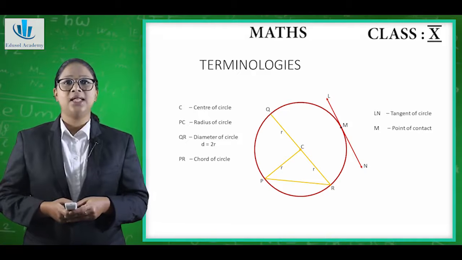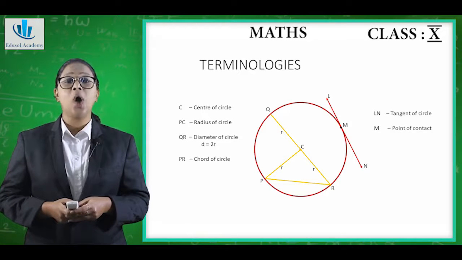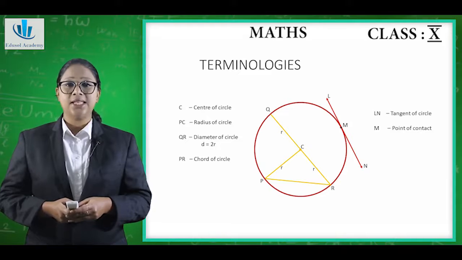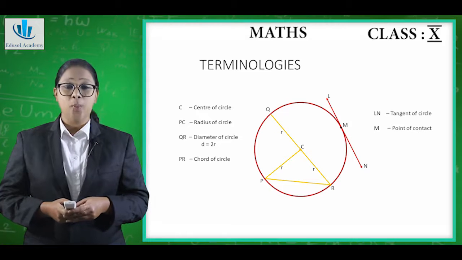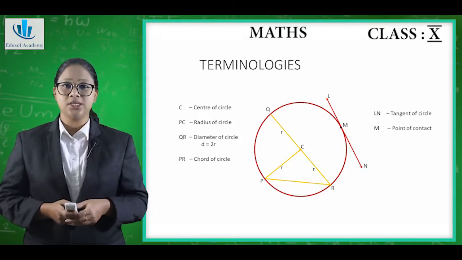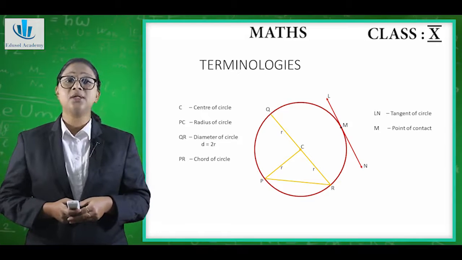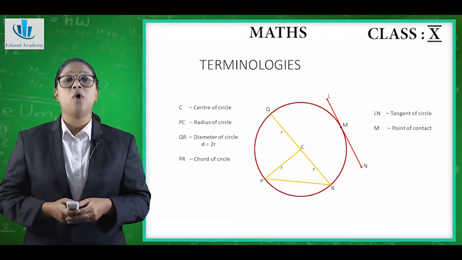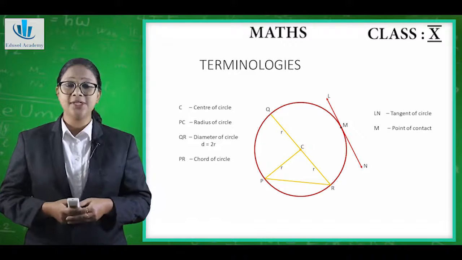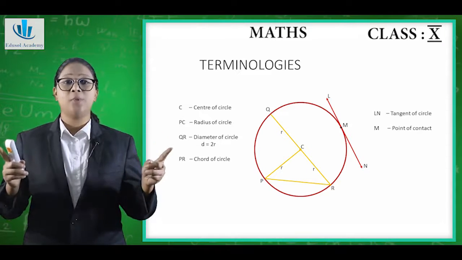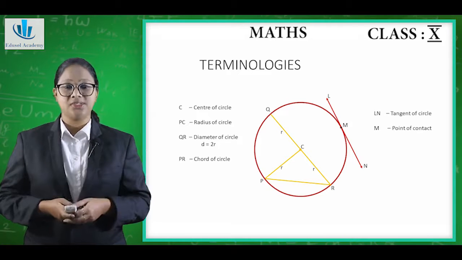Now, the next line that we can see is QR. What is QR? That is a line that connects two points, Q and R, and one more condition, the line is passing through the center of the circle. That is called the diameter of the circle. So what is a diameter? The line that connects two oppositely placed points and passes through the center of the circle.